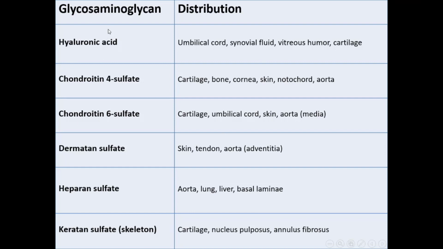We have a table here. We have the names of GAGs and the sites of their distribution. You should know the site of distribution of these GAGs in our body. For example, hyaluronic acid we have in the umbilical cord, synovial fluid, vitreous humor, and cartilage. As you know, the vitreous humor is like a jelly because it has a high content of hyaluronic acid.